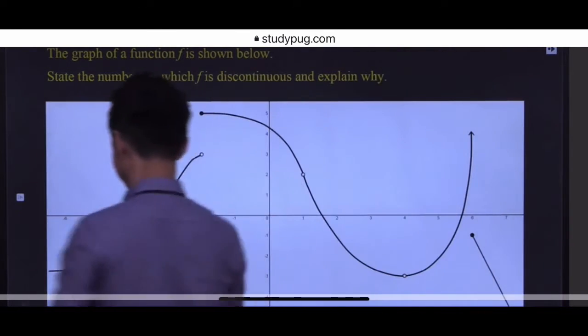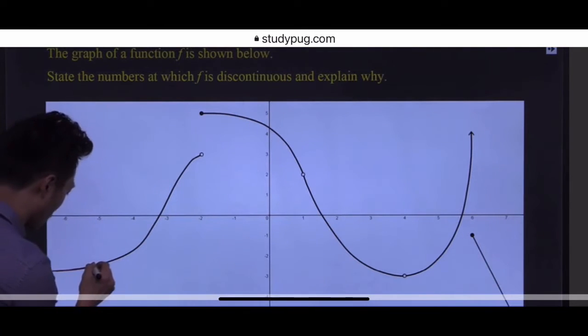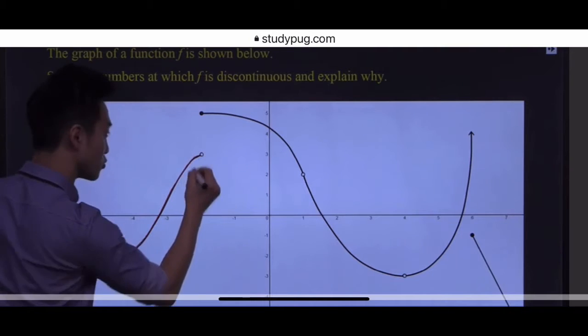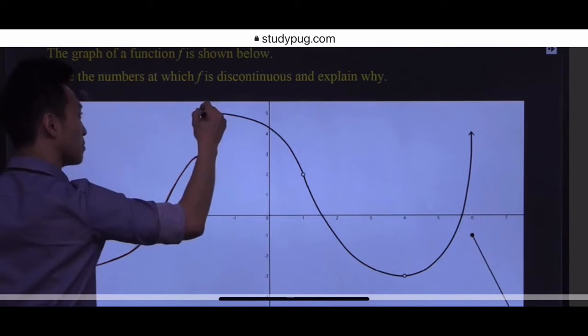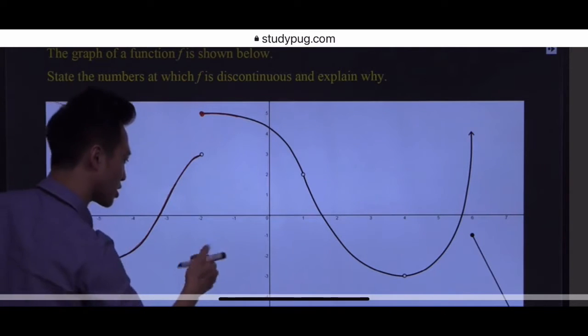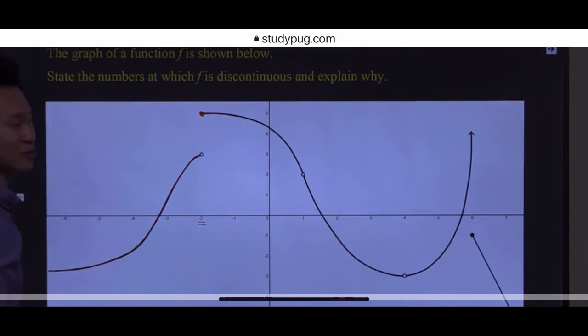Let's go. Tracing the graph. I need to lift my pen right here and jump up to the next segment of the graph. So I know there must be a discontinuity at -2.